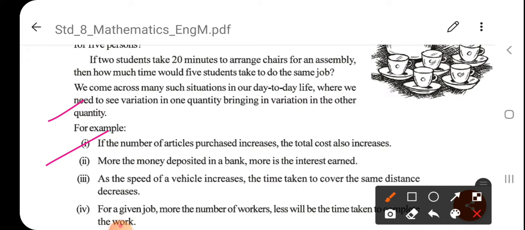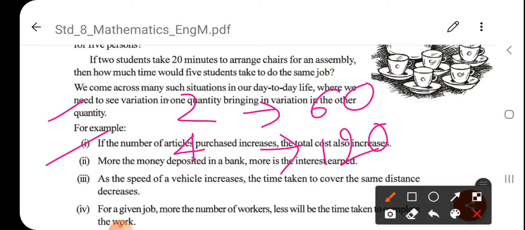If the number of articles purchased increases, the total cost also increases. If you are going to purchase 2 books and it costs 60 rupees, per book 30 rupees, instead of 2 you are going to buy 4 books, then it will cost 120 rupees. So as you see, the number of books increased, then its cost also increased.